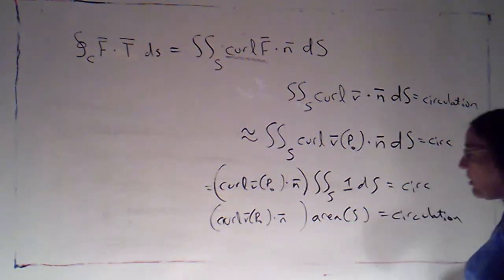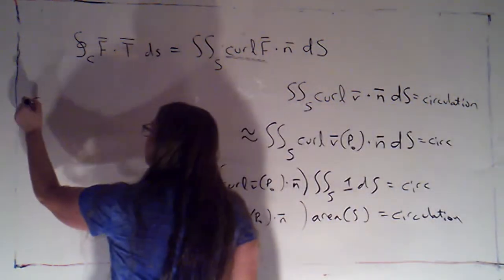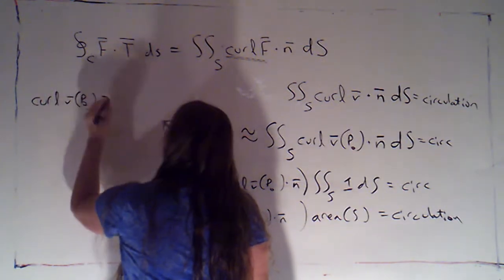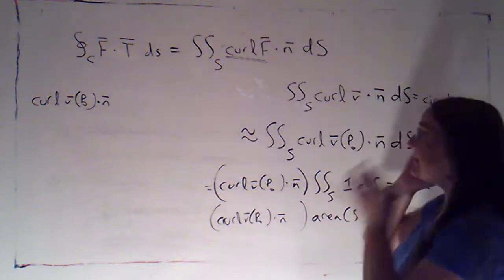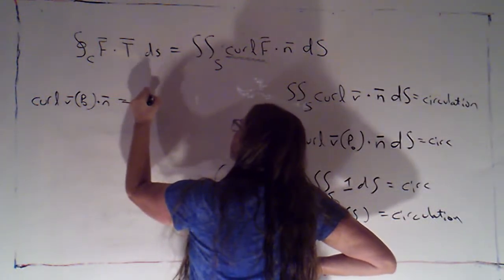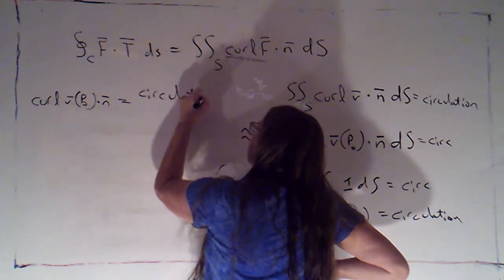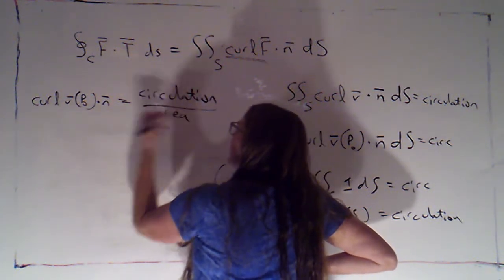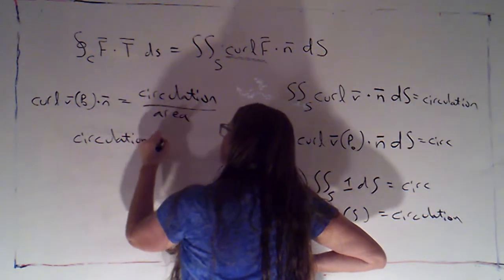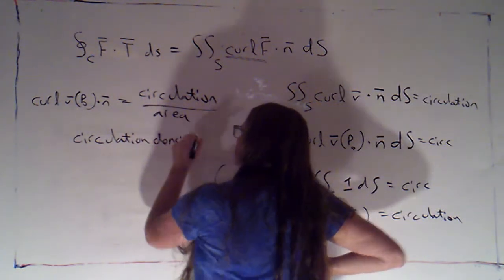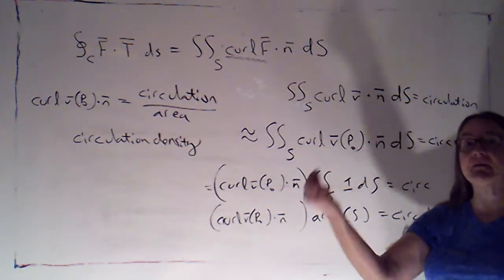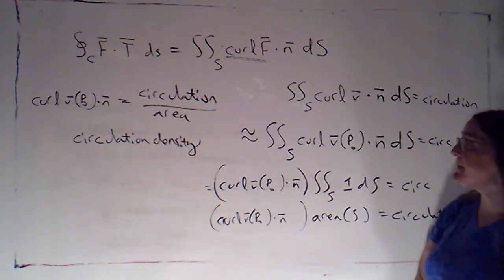So if I solve for the curl of v at p naught dotted with n, now I've approximated it, but what I'm getting then is circulation divided by area, and we call that circulation density. It will be linked to how fast that paddle wheel is going to be spinning.